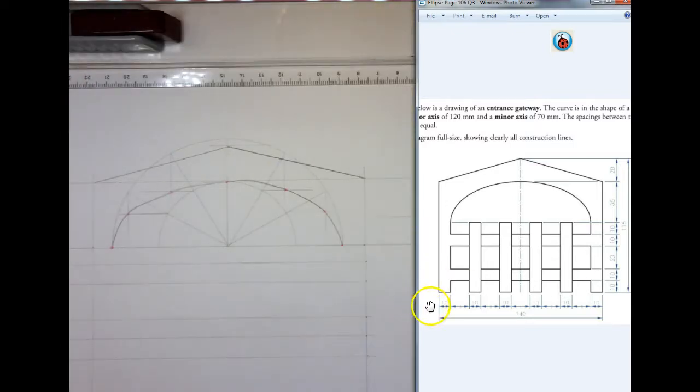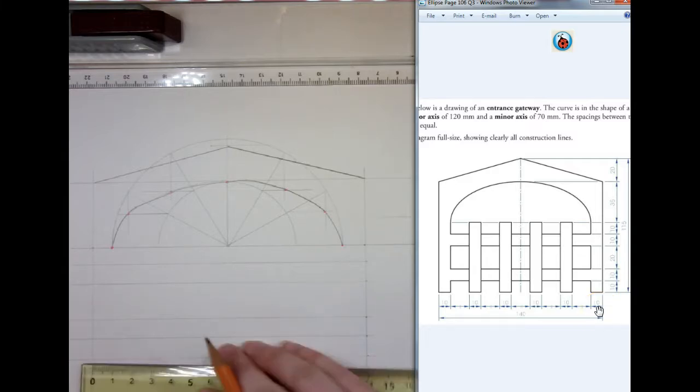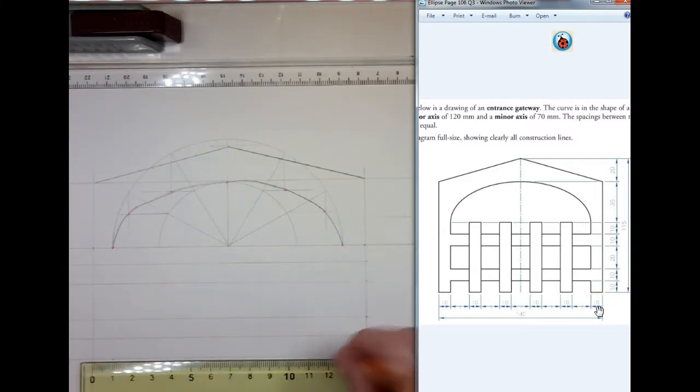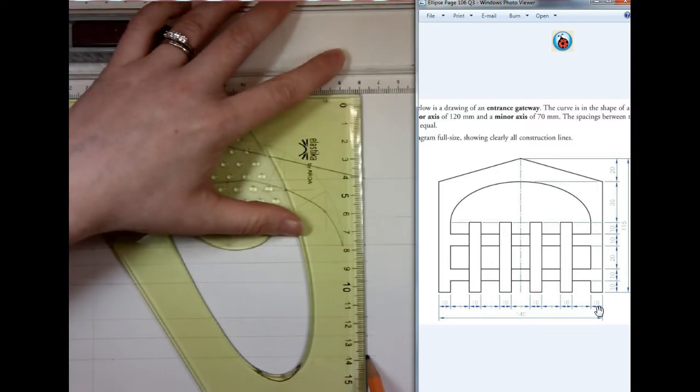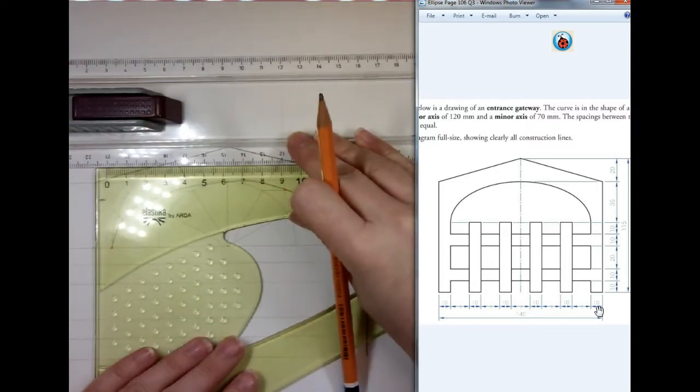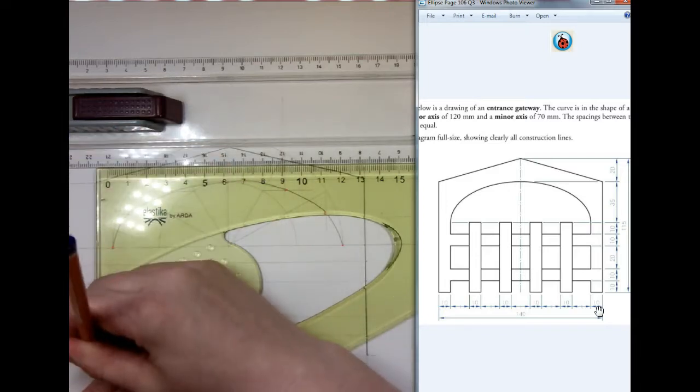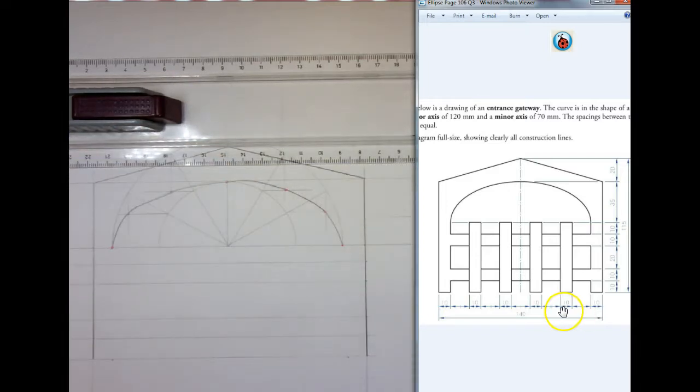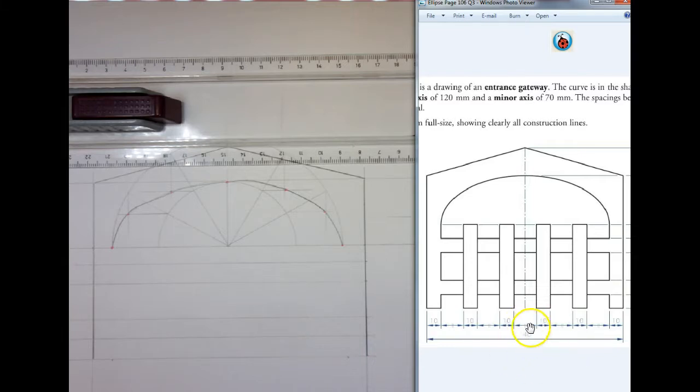Now if we look at our base, we have a 10 and a 10 on either side. Lovely. Now, we need to get our distances here. We have a distance of 140. I have 1, 2, 3, 4, 5, 6 10-dimension lines. Now, 140 minus 60 is 80 mil. So I have 1, 2, 3, 4, 5 gaps, which must be divided into 80 mil. So 80 mil divided by 5 is going to give me 16.